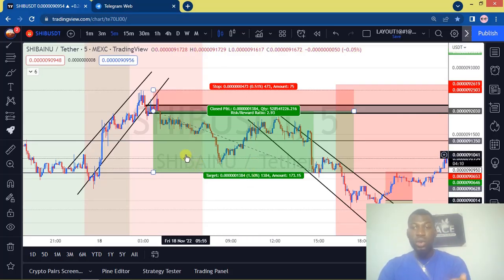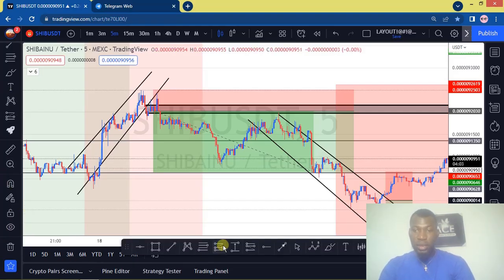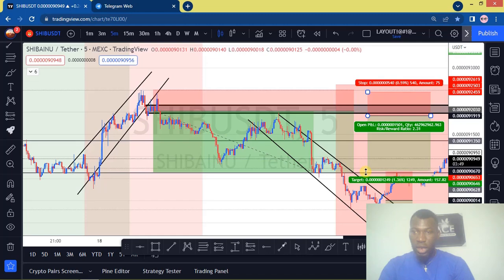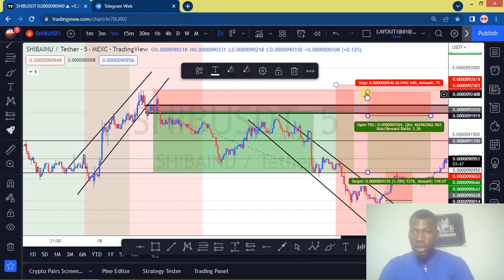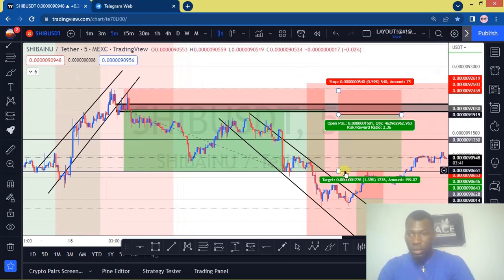The first method you can use is your short and long tool. How do I do it? Let's say, for instance, we go over here and bring out the tool. Let's say we're trying to go short from this point. We put it here, bring our position down, then set our stop loss here, for instance.